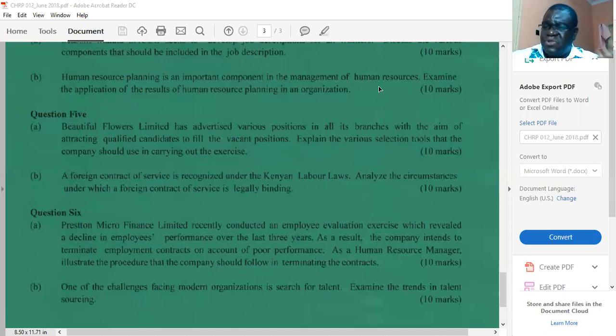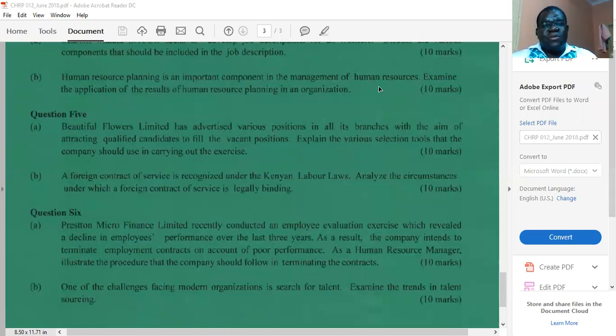Preliminary interviews, shortlisting, interviewing, tests, medical examination. Maybe you may employ some assessment centers, which may be individual or group assessment, medical examination and physical examination, background and reference checking, then you have your candidate.